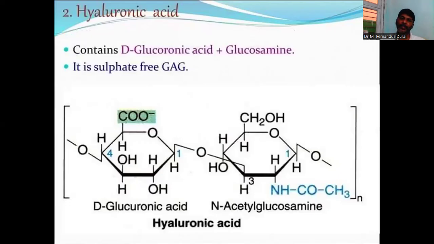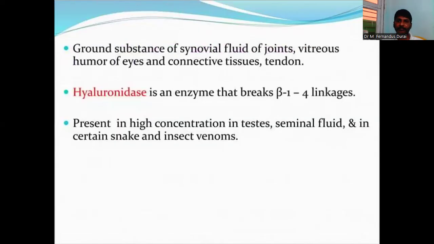Hyaluronic acid contains glucuronic acid and N-acetyl glucosamine. It is the sulfate-free GAG, the only mucopolysaccharide in GAGs without sulfate. When the sulfate group is present, it contains N-acetyl galactosamine. When the sulfate group is not present, it's N-acetyl glucosamine. This is called hyaluronic acid.